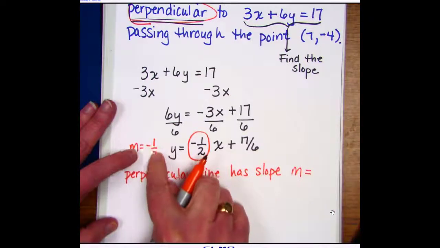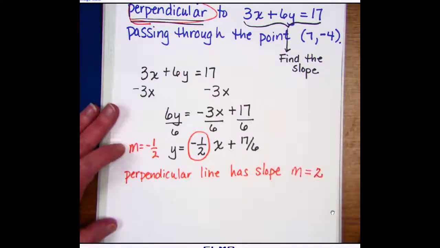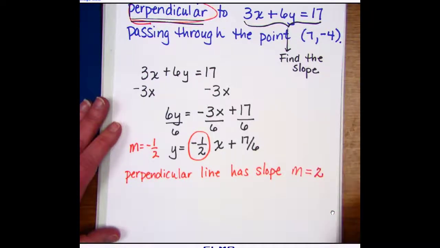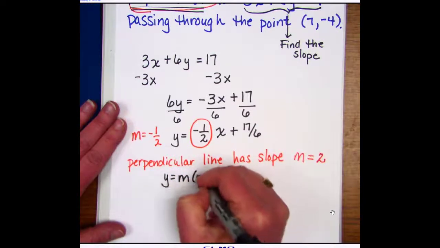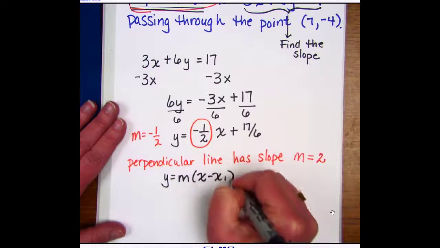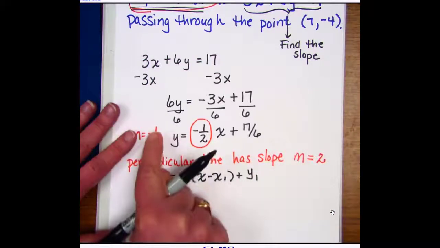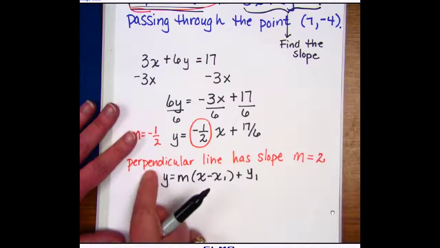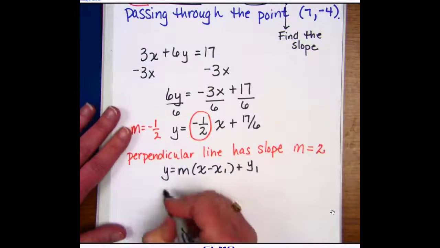Well, the reciprocal of 1 over 2 is 2 over 1. I don't write it that way. I'll just write it as 2. So now we can use our point slope version of an equation of a line and fill in. Instead of taking the exact slope this time, because it's perpendicular, I'm using the opposite reciprocal slope, which is 2.